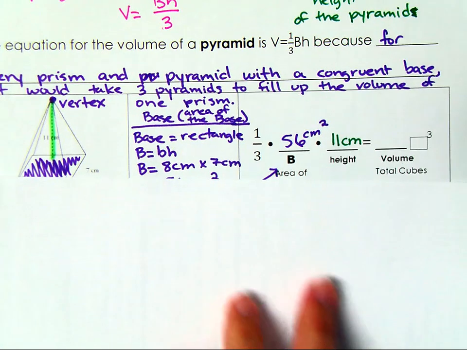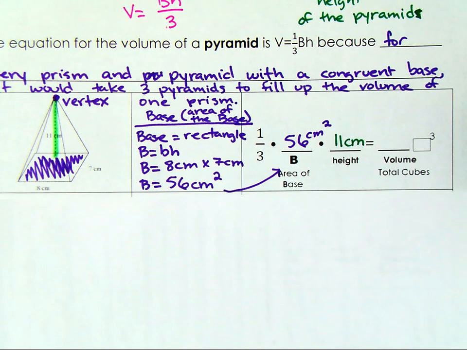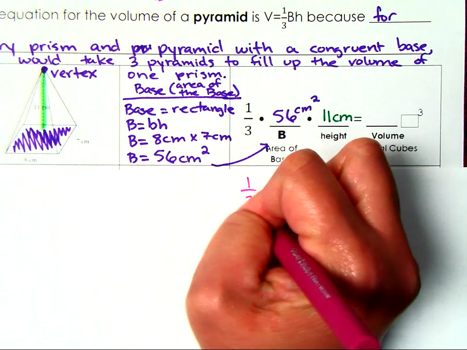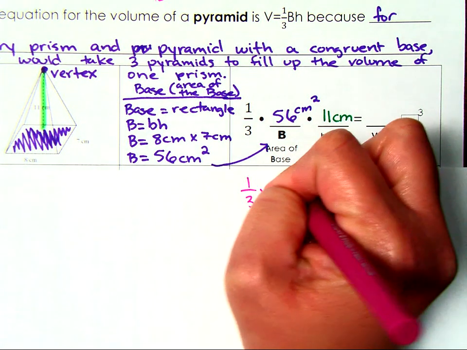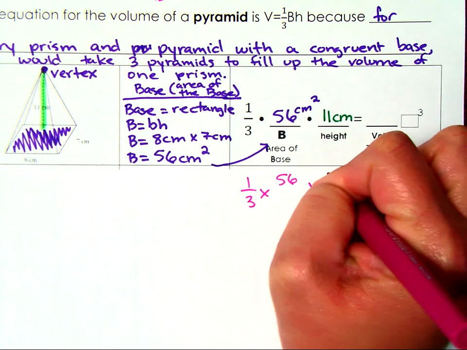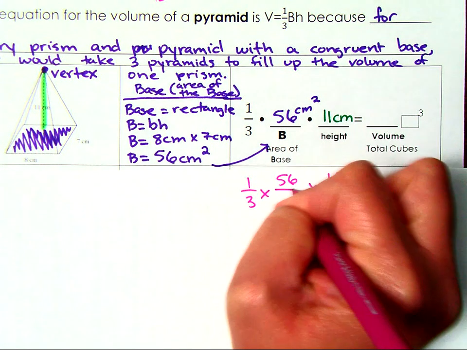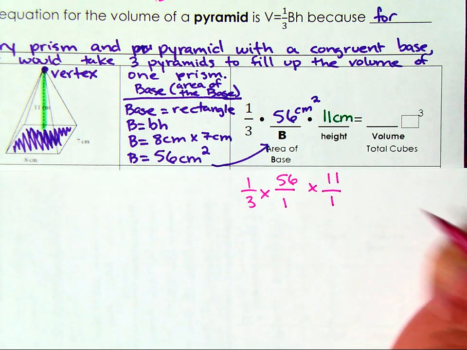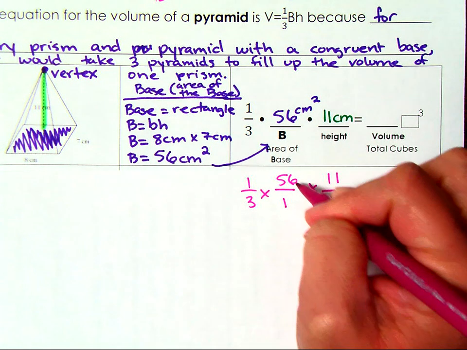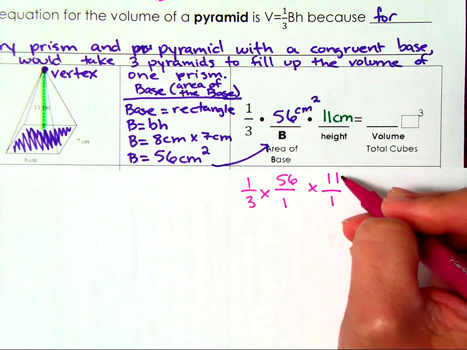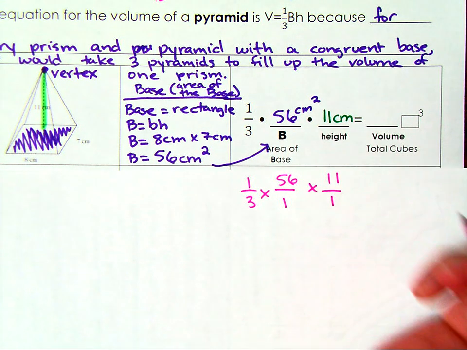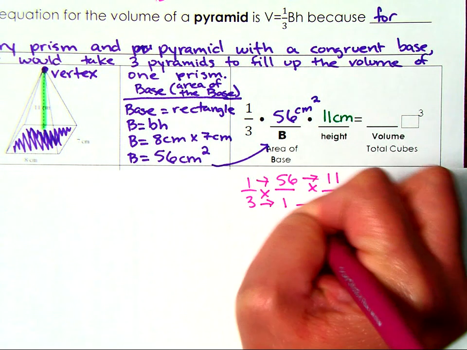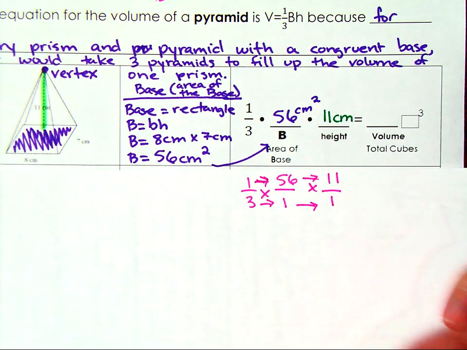So the first thing I would suggest is, remember, when we're multiplying fractions, you have to make everything a fraction. So this is 1/3 times 56 times 11. So 56 is the same thing as 56 over 1, and 11 over 1 is the same thing as 11. So 56 divided by 1 is 56. 11 divided by 1 is 11. So when we multiply fractions, we go straight across. Numerator times numerator, denominator times denominator.